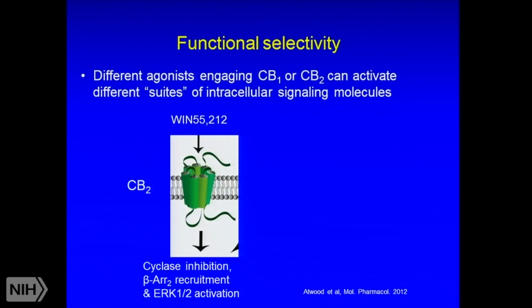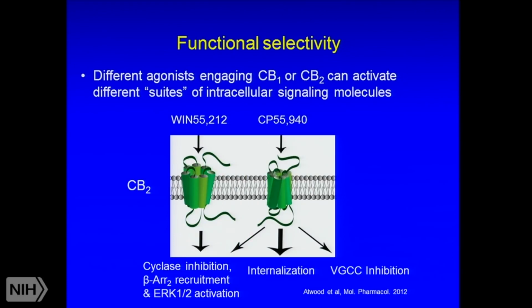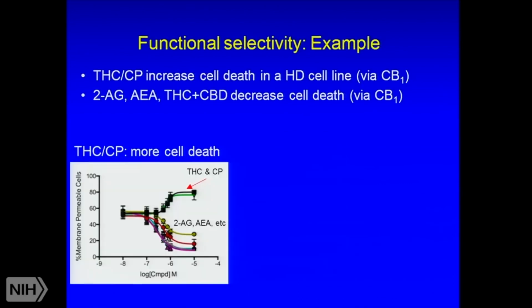The second concept is functional selectivity, and here's the idea that different agonists engaging CB1 or CB2 receptors activate different suites of intracellular signaling molecules. So this is an example pulled from the CB2 literature, where this compound inhibits adenyl cyclase, recruits beta-arrestin, activates ERK kinases. However, CP55940, working through the same receptor, does these things, but also stimulates receptor internalization and inhibits calcium channels. So two different compounds, both considered agonists, can actually activate overlapping suites of signaling pathways.